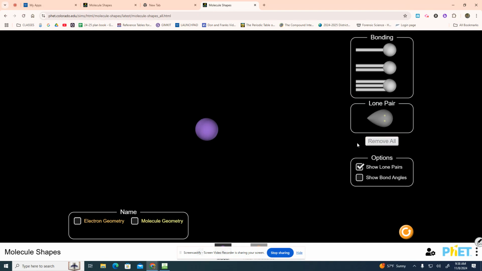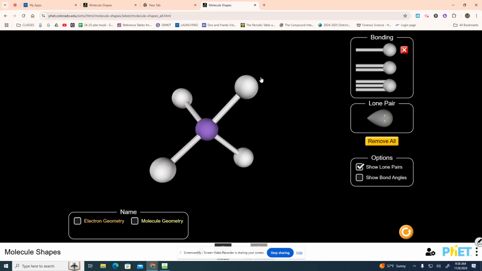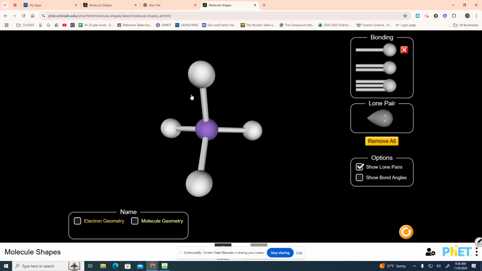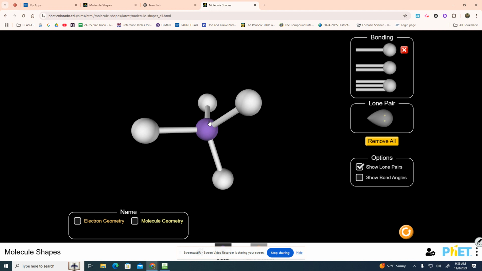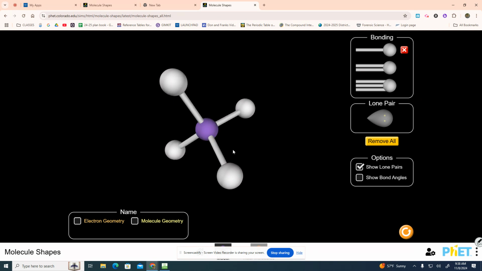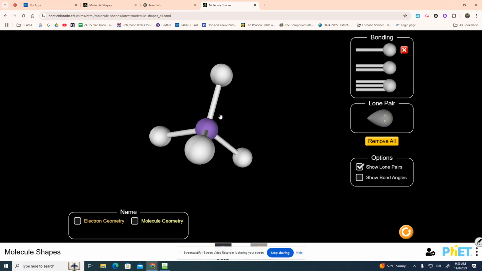Okay, clear this. Right, here's my center atom. So in this case, it's going to be my carbon. We're going to put 4 bonds around it. And now you can see what it looks like in 3-dimensional space. Pretty cool, right? All right. No matter how you turn it, it always looks the same.